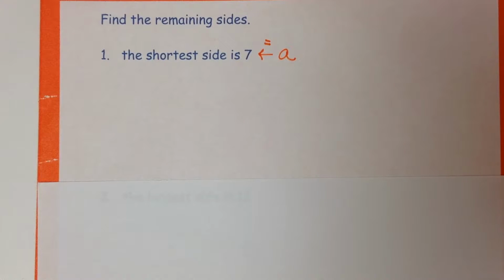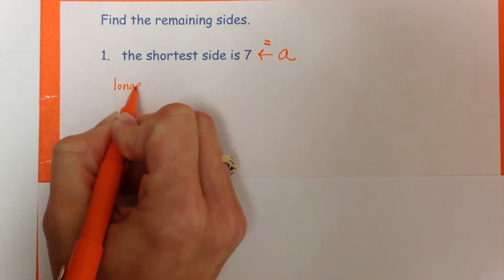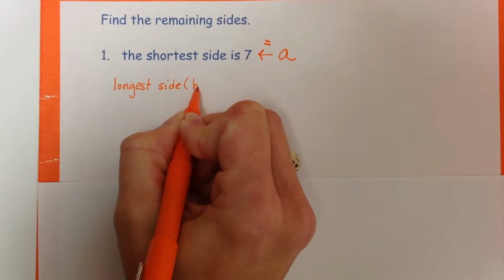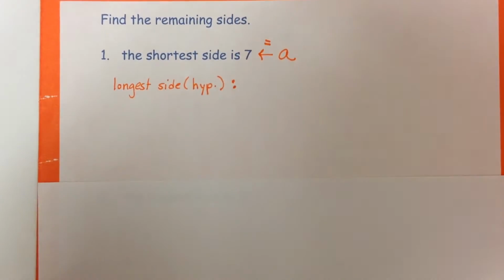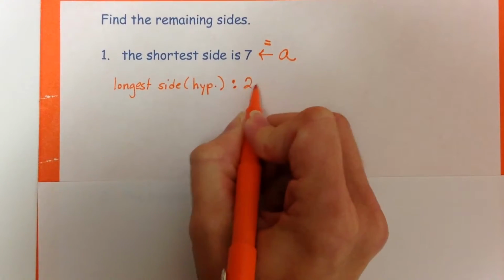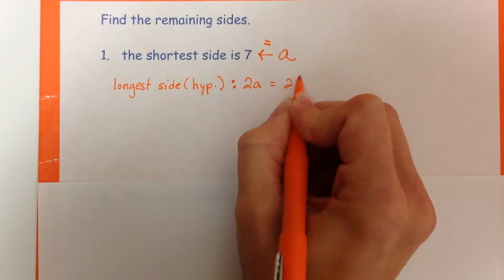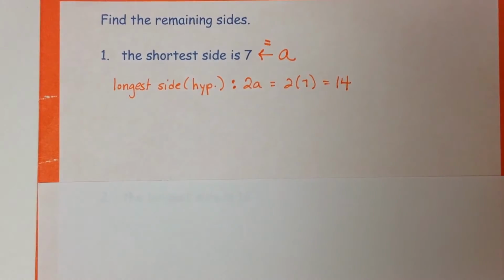I guess I could just put an equal sign there and say A is equal to 7. So I need my longest side, which remember is also your hypotenuse. So the expression that I gave you for that is 2A. And we have found here that A is 7. So 2 times 7 would give me 14. So that would be the length of my longest side.